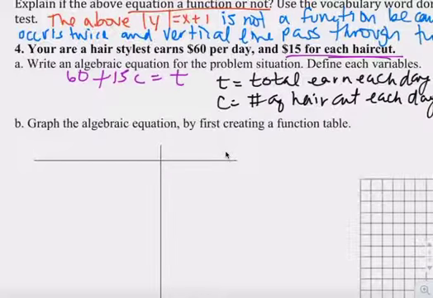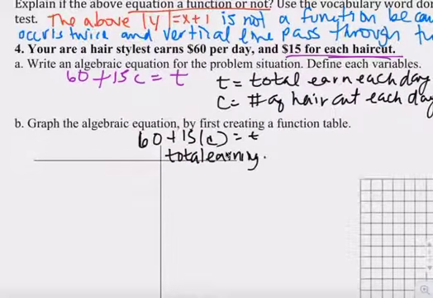Okay? Graph the algebraic equation by first creating a function table. Function table for $60 plus $15 per haircut. We get our total earning. So this is total earning for each day, and that's the dependent variable. The independent is the number of haircuts.